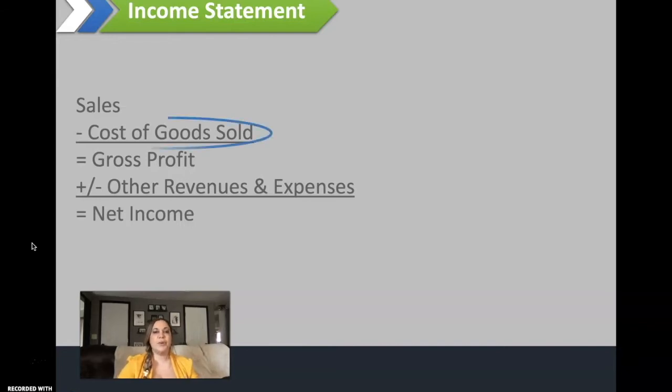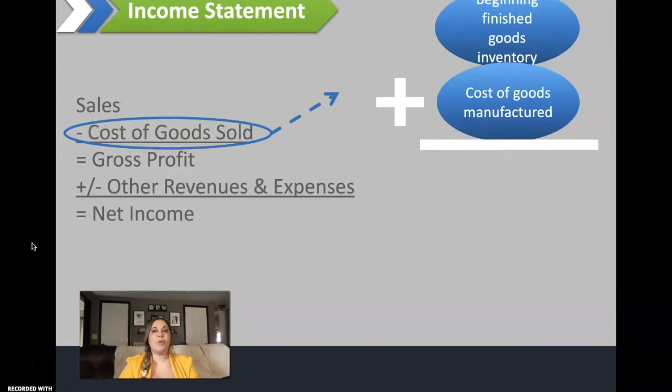The only difference is going to be cost of goods sold. So cost of goods sold is going to change slightly compared to what you've done in the past in Accounting 1. Instead of just putting a number, here's your cost of goods sold, we're going to break it down by what makes up cost of goods sold. What we have is our beginning finished goods inventory. This is our finished goods inventory from the beginning of the year. We're going to add cost of goods manufactured.